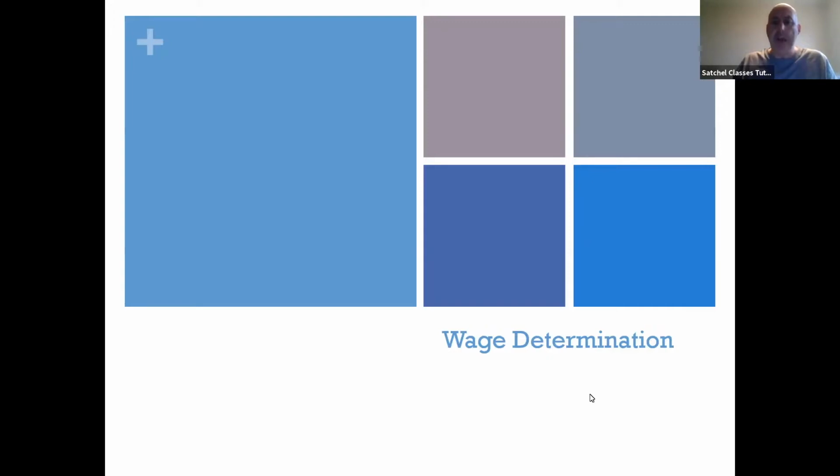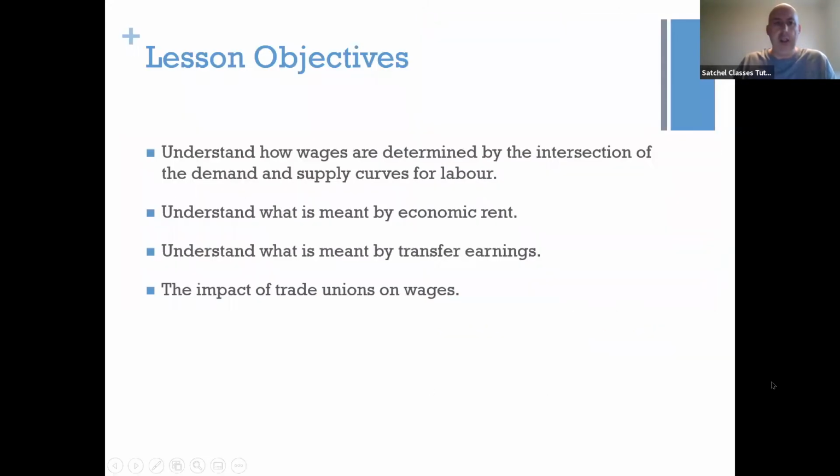Today we're going to look at wage determination. So our lesson objectives today are to understand how wages are determined by the intersection of the demand and supply curves for labour, understand what is meant by economic rent, and understand what is meant by transfer earnings. We'll also look at the impact of trade unions on wages and employment levels.